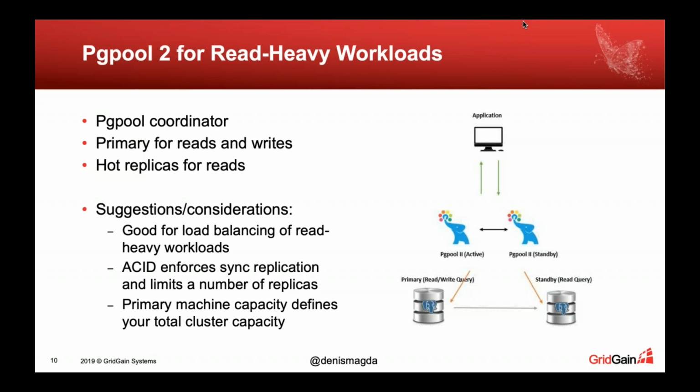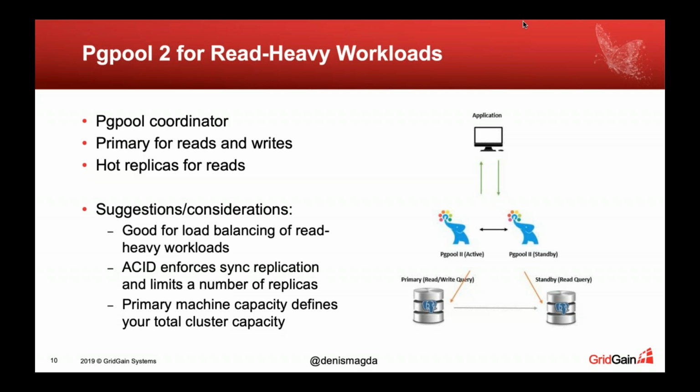Another reason why this might not work for all use cases, and it's not a silver bullet again, is that your primary replica capacity defines your total cluster capacity for the data generated by the application. To put it simply, let's say you have 3 different replicas: primary and 2 backups, 2 standbys.